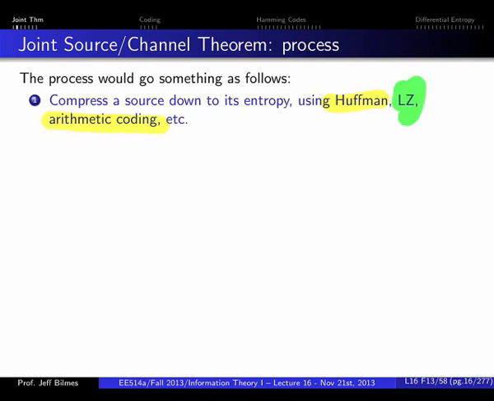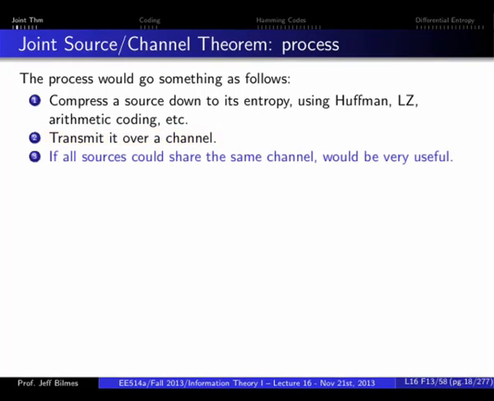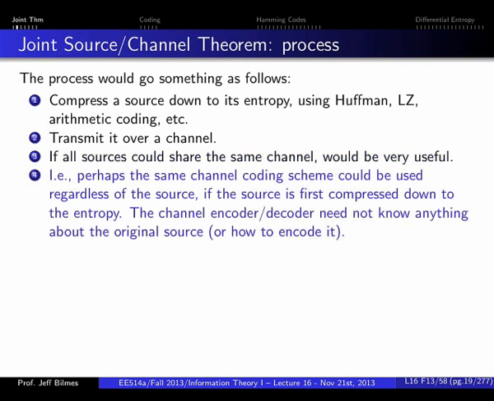Anyway, so what we're doing, we compress the source down to its entropy. We transmit it over a channel, somehow using a channel encoder. And all sources, ideally, would be able to share the same channel. Like, nowadays, we use TCP/IP to send music and video and email and spam and Facebook messages, I don't know, everything, right? It's all using the same underlying channel.